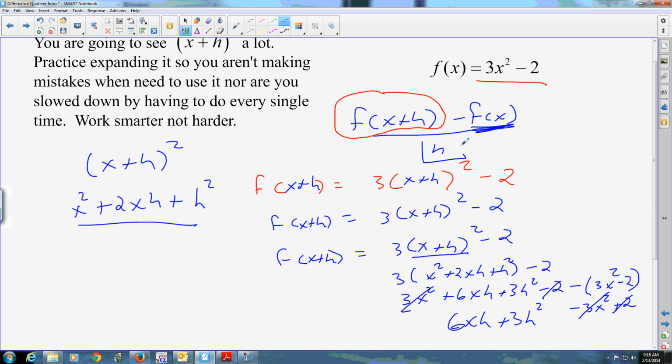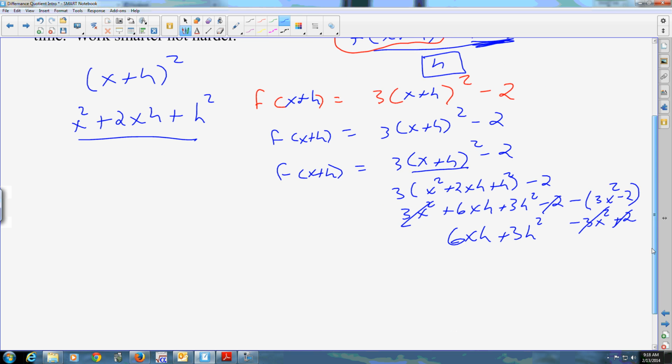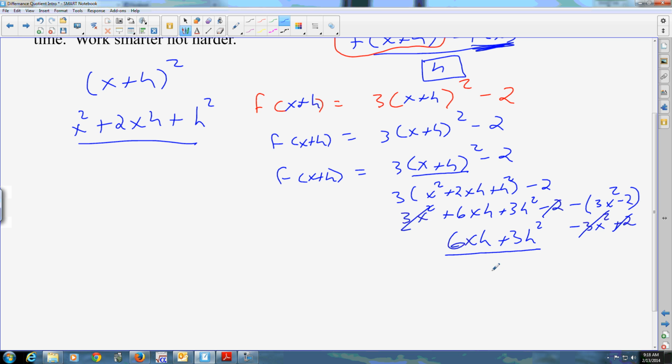Now you have to divide it by h. Okay? And we've been practicing this idea for a while now. You can't just cancel it in one spot. You have to cancel it in both. If it helps you to split it to help you see what you get, which is then 6h, because this cancels, and this reduces, plus 3h. This is your final answer. Okay?